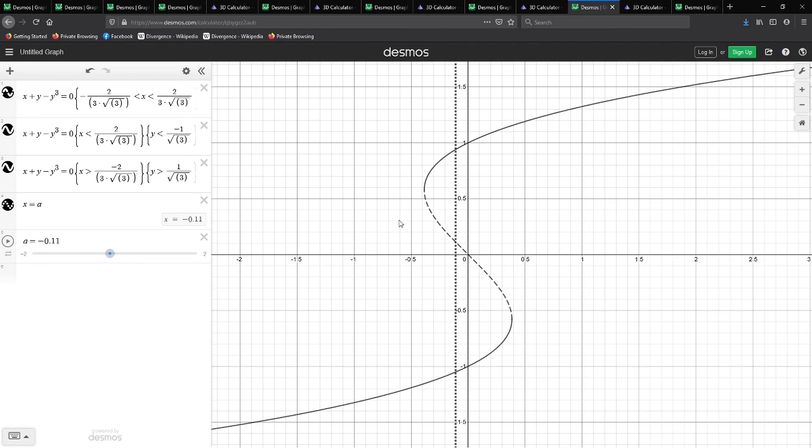The other two are stable, and that happens all the way up until lambda equals positive 2 over 3 root 3, in which case you have two critical values again, so we go from 3 to 2. One is stable, one is unstable. And then for values of lambda greater than 2 over 3 root 3, you have, again, one critical value, which is a stable critical value.